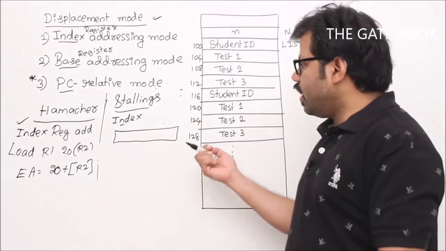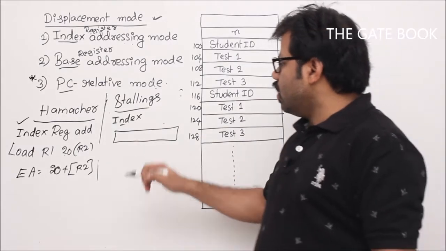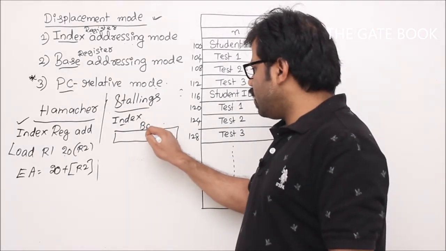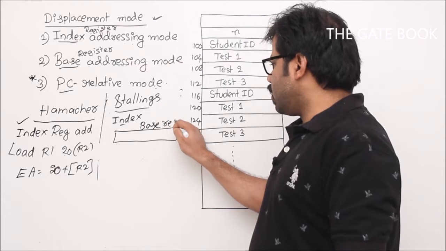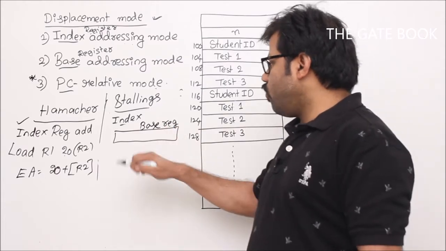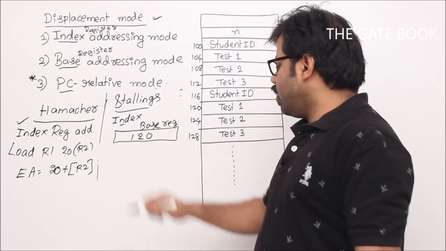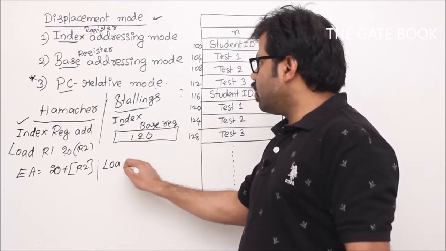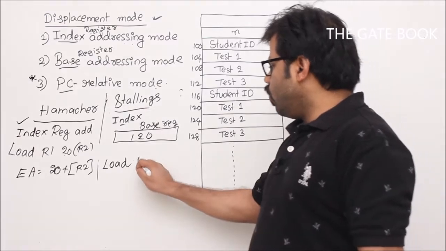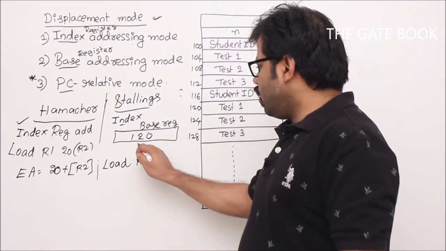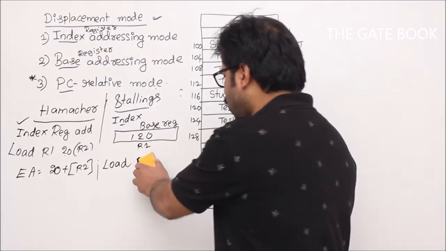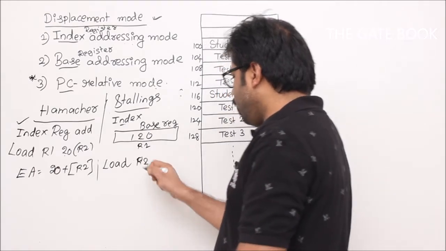But they define it in different ways. So in base register addressing mode, you have a base register instead of an index register. In the base register, you are going to have some memory address, let's call it 120. Now your instruction will be like this: base register addressing mode, load into register R1, let's call this register R1, this is R2. So load into R2 maybe.